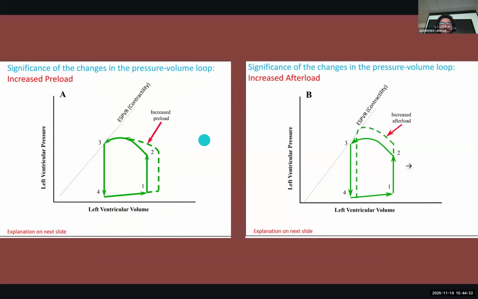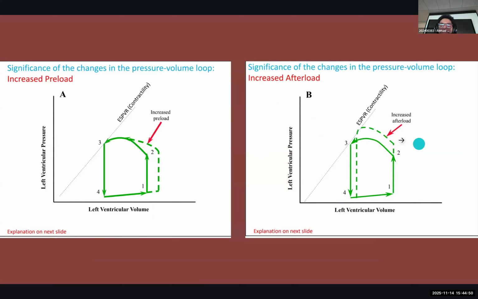And preload and afterload, I just wanted to explain this quickly. The way I want you to think of preload, it's the maximum amount of volume that the ventricles could hold before contracting. So it's basically measuring the stretch in the muscle. When you're filling up the ventricle with blood, it's stretching, stretching, stretching. This is preload. The maximum amount that the ventricle could stretch is the preload.